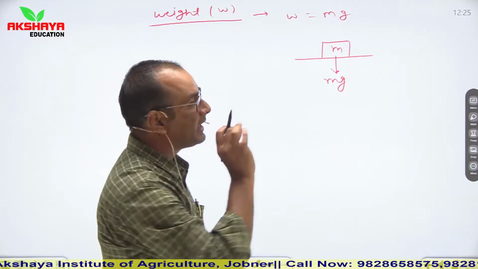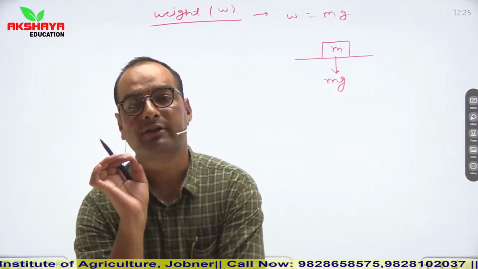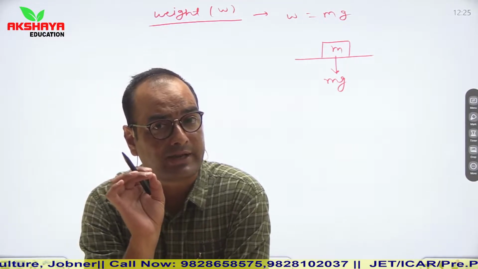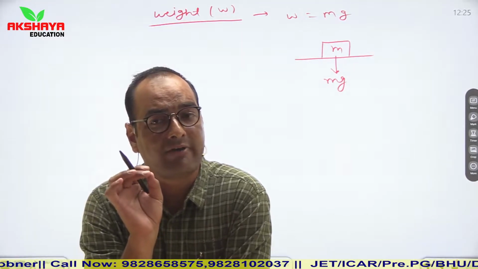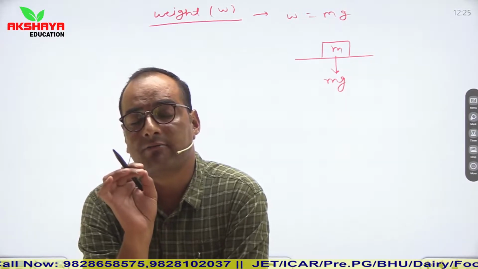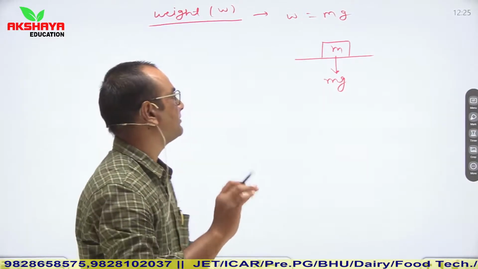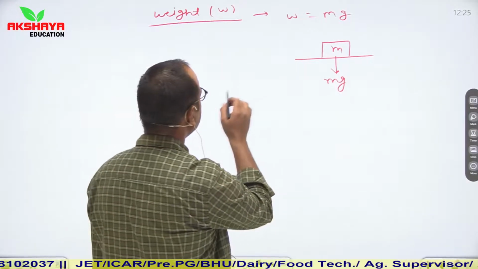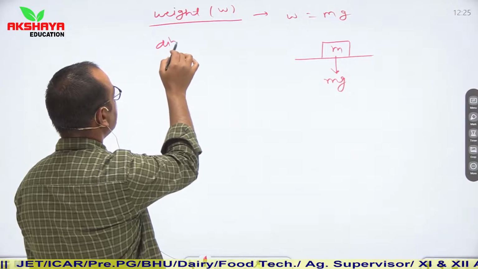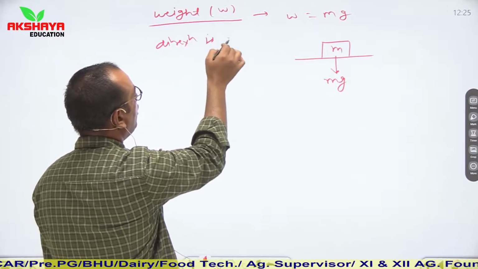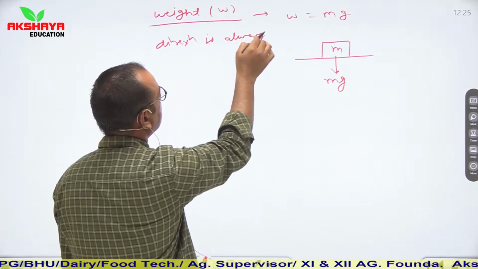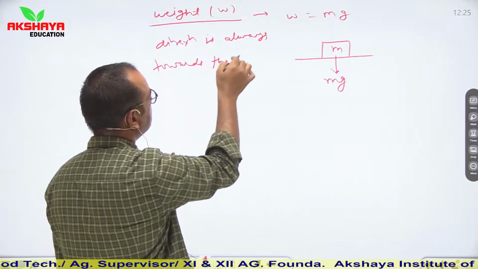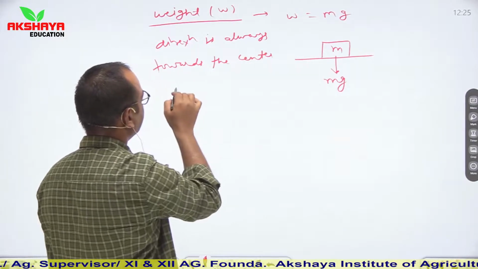Every force in nature, except electromotive force, which is a potential difference, is a vector quantity and has a certain particular direction. So here also there should be a direction of weight, and its direction is always towards the center of the earth.